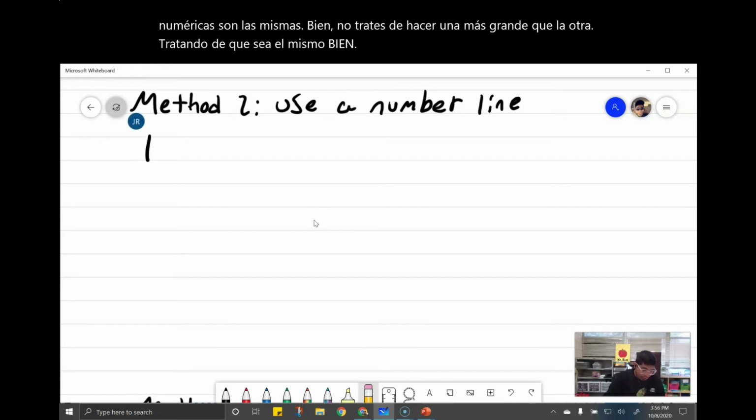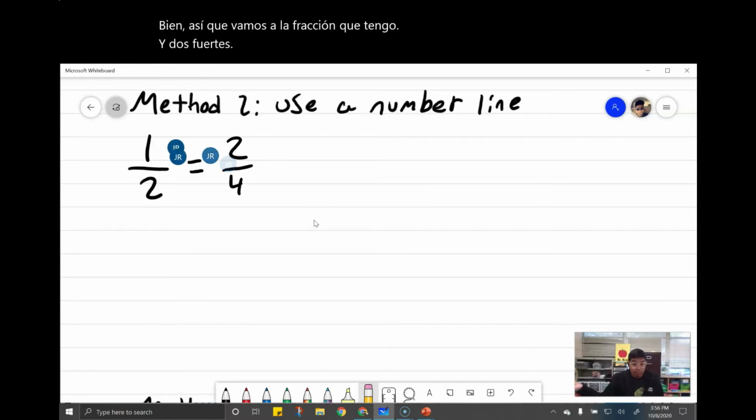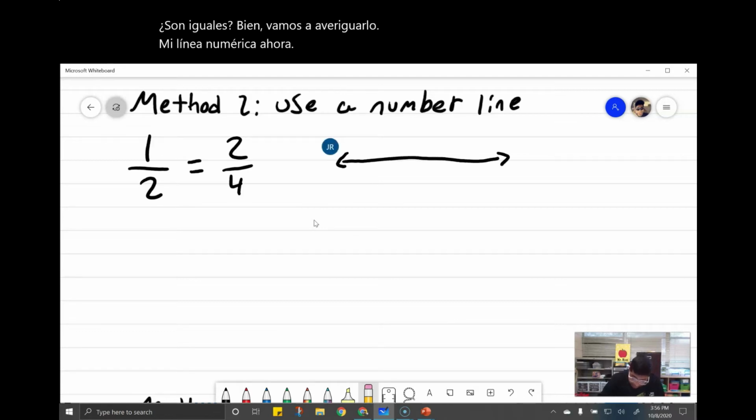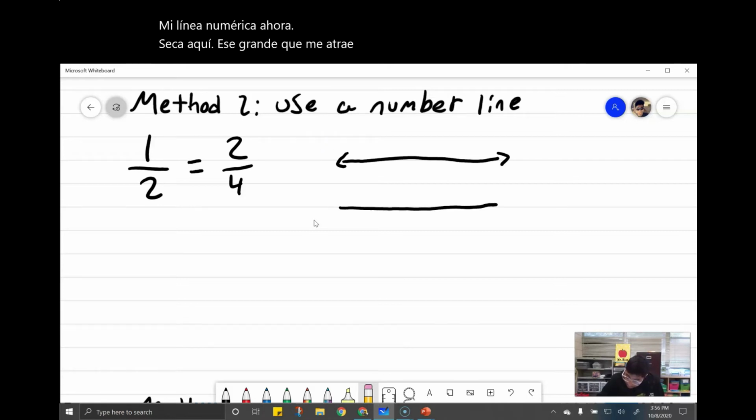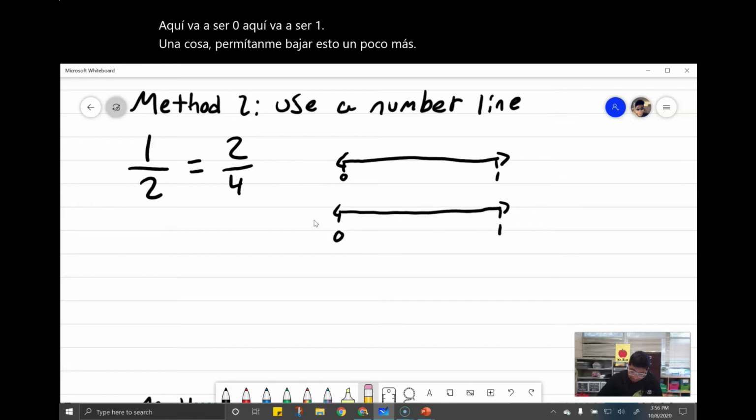Alright, so again, we're gonna do the fraction a half and 2/4. Are they equal? Okay, let's find out. I'm gonna draw my number line now. Draw right here, that big, and I'm gonna draw another one right underneath it, almost the exact same size, okay? Try to do it nice and neatly. Here's gonna be 0, here's gonna be 1, 0, and then 1, okay? Let me just move this down a little bit further. Okay, perfect.